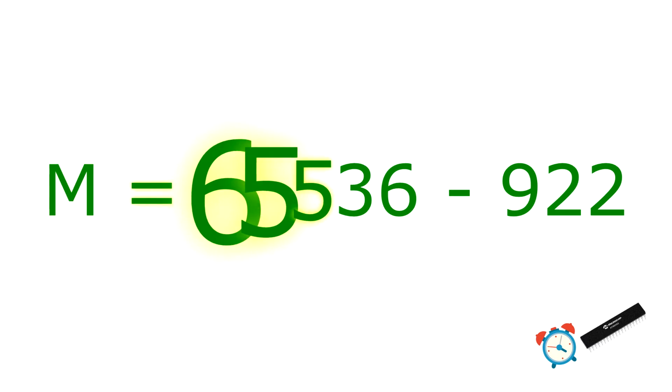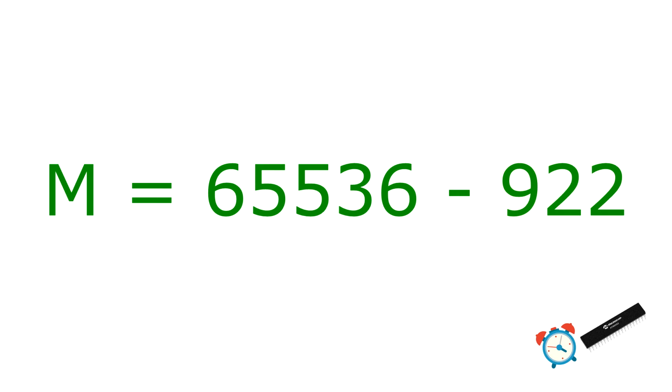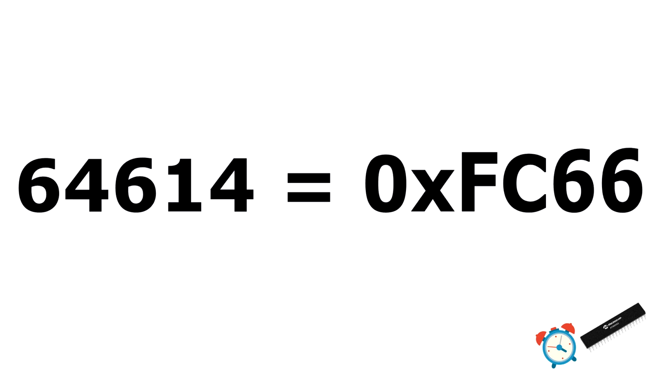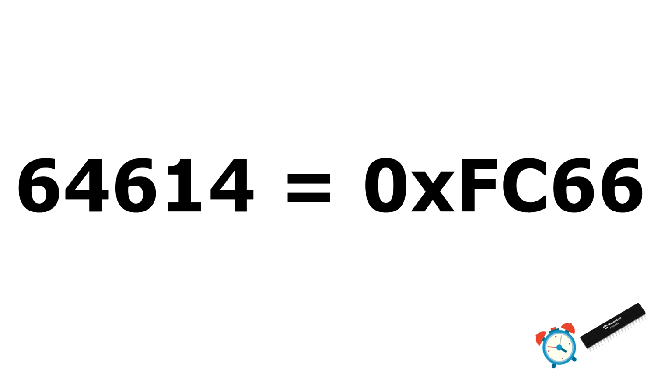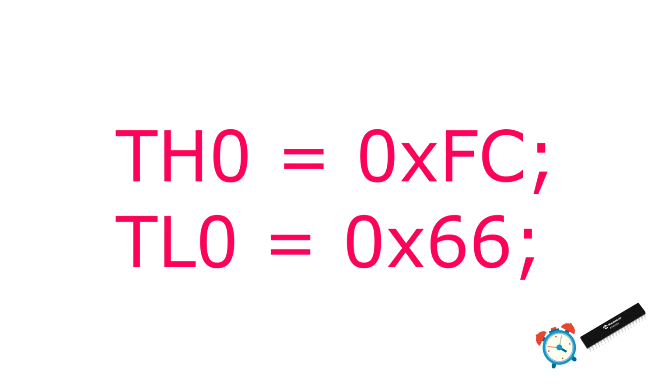Next, we subtract 922 from the maximum count of the timer. In our case, in 16-bit mode, we have 65,536. Subtracting 922 will give us 64,614. Then, we convert it to hexadecimal. We load FC to TH0 and 66 to TL0.